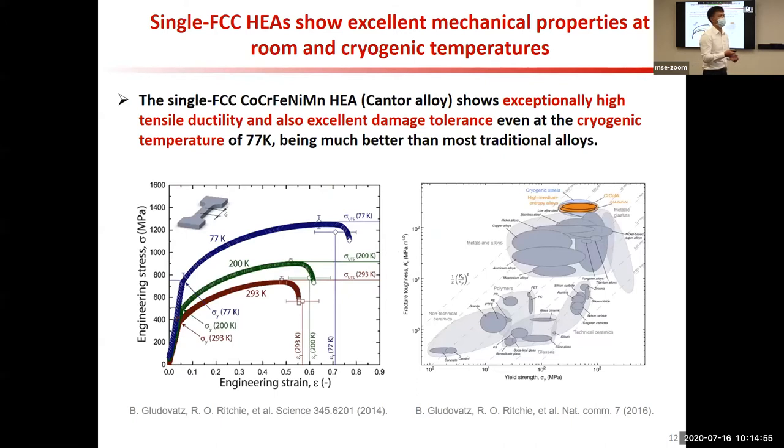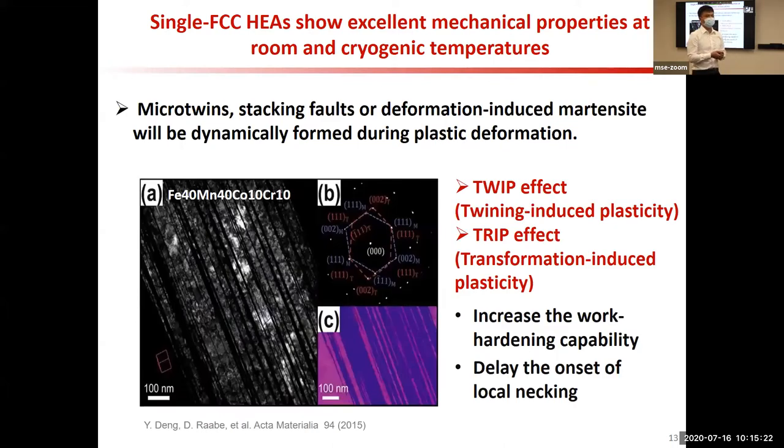One typical example is the Cantor alloy. It's an equiatomic solid solution alloy with the FCC structure. We can see that this kind of alloy shows exceptionally high tensile ductility and also excellent damage tolerance, even at the cryogenic temperature of liquid nitrogen, which is much better than most conventional alloys. Such superb properties are mainly ascribed to the microtwins, the stacking faults, and the deformation-induced microbands, which are dynamically formed during the plastic deformation, and will produce the TWIP effect, namely the twinning-induced plasticity effect, and also the TRIP effect, which is a transformation-induced plasticity effect.